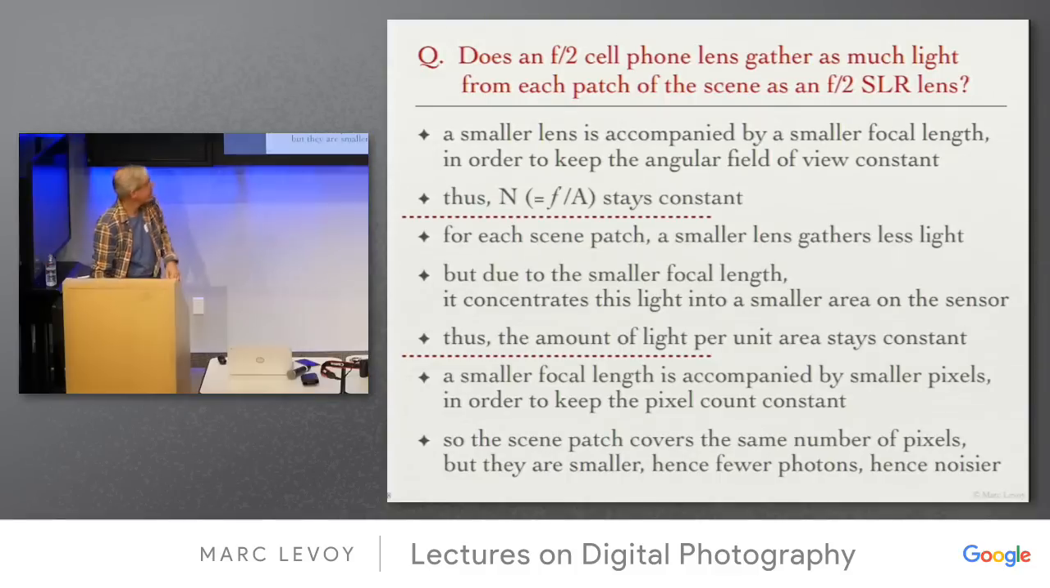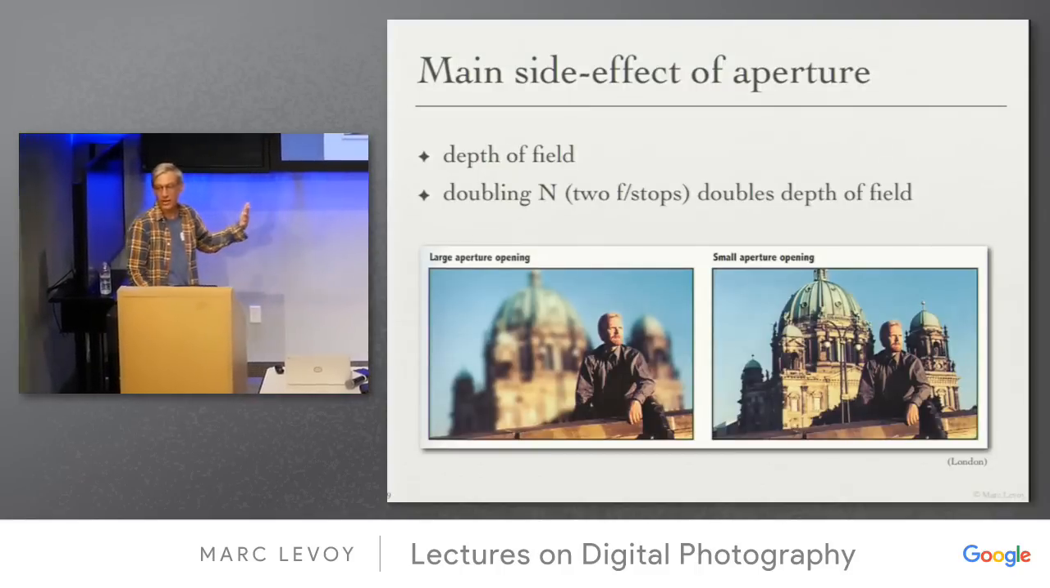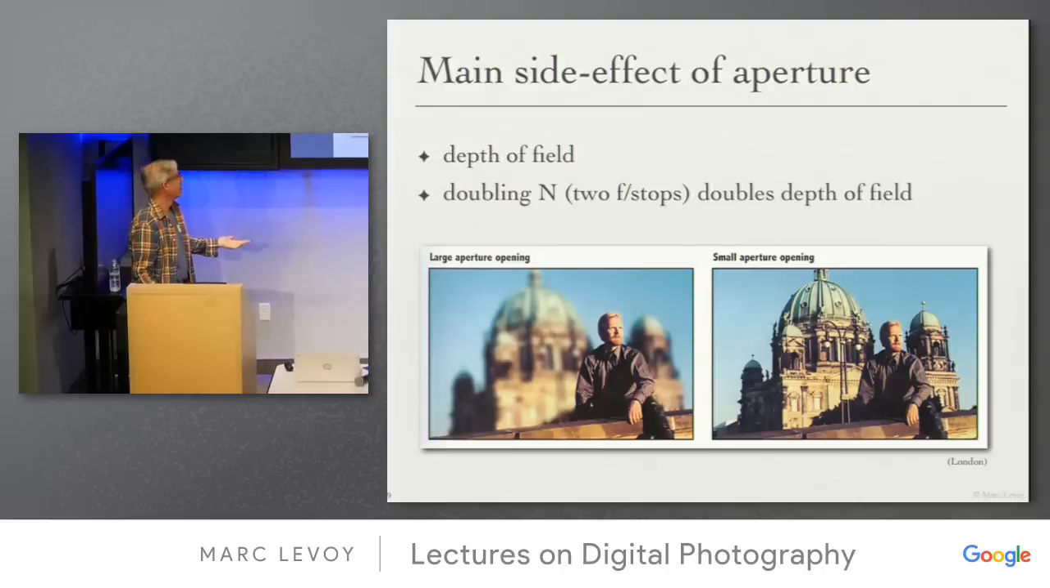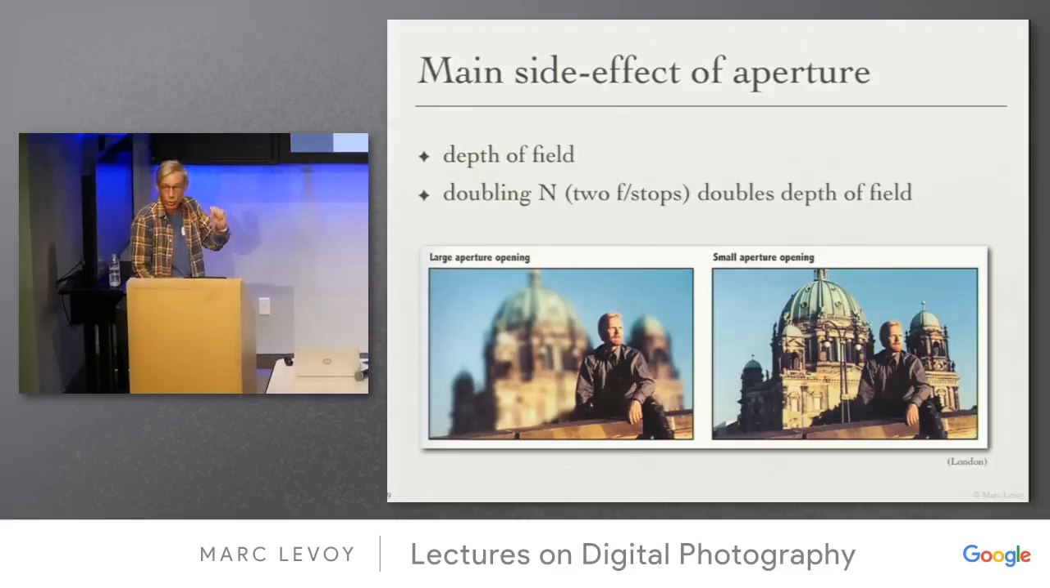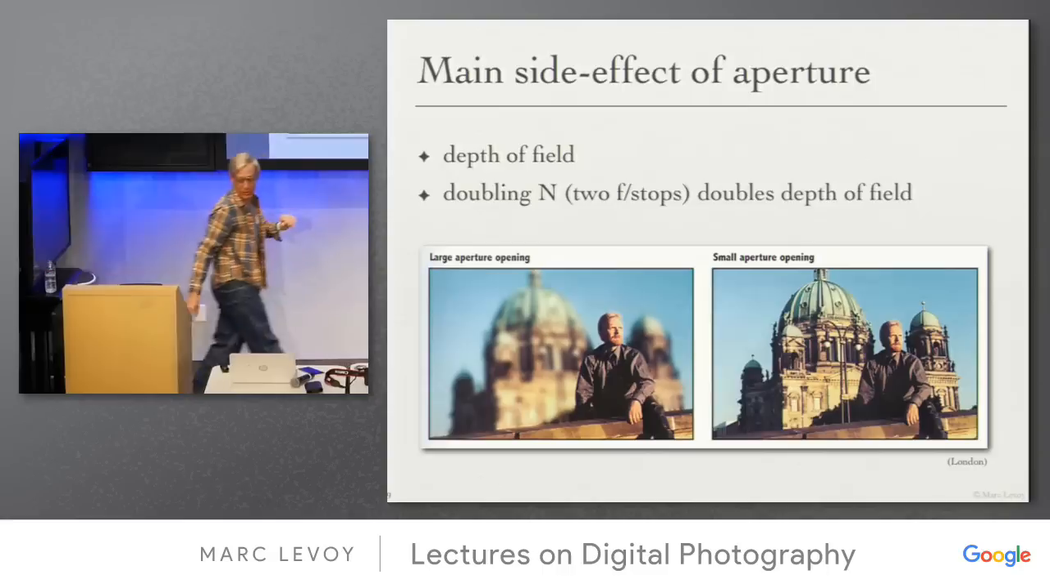Okay. All right, so I talked about the main side effect of the shutter speed being motion blur. The main side effect of the aperture is depth of field. And doubling N, which is 2 f-stops, 2 square roots of 2, doubles the depth of field. So a small aperture opening and a larger aperture opening.